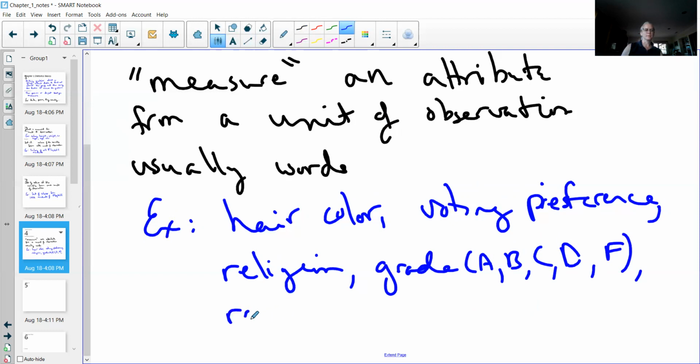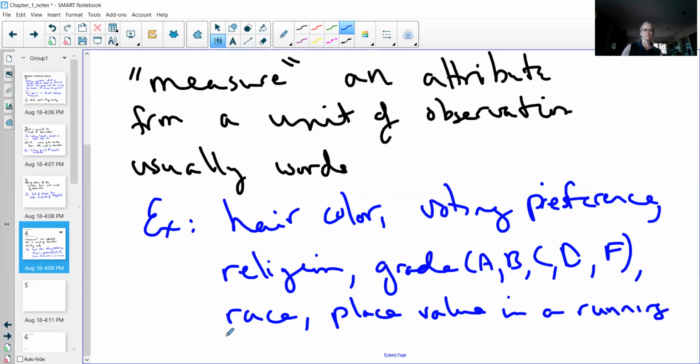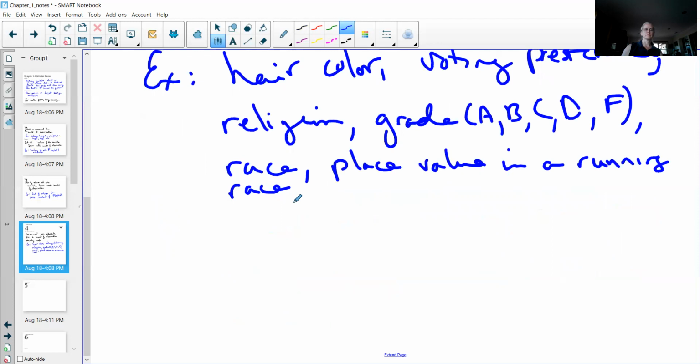Your race, your place value in a race, in a running race, or some kind of other competition. Your gender. These are all different kinds of examples of things that you can have. And there's more of them, of course. These are just some examples of these qualitative values.